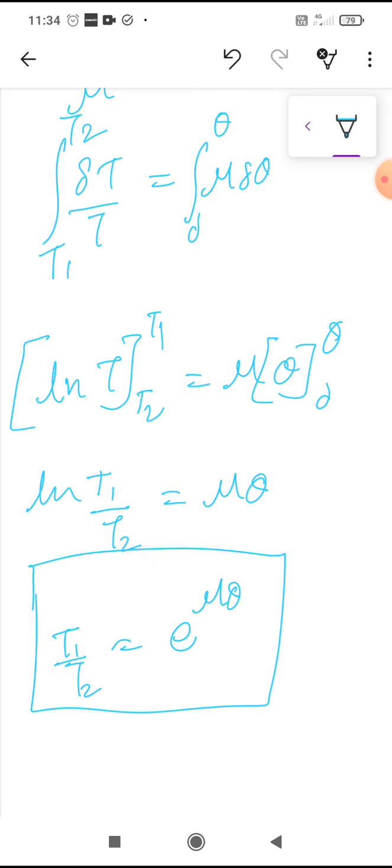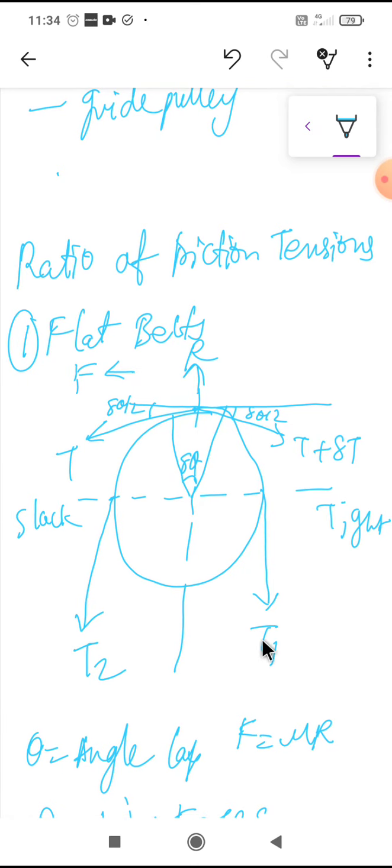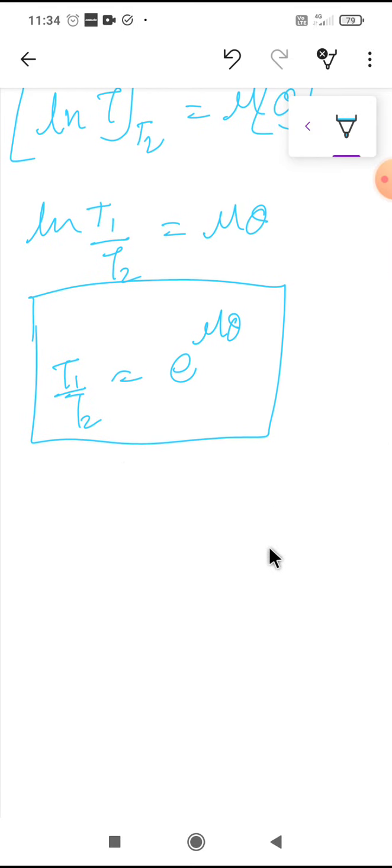As to why we have taken T2 to T1, as you can see, T2 is the slack side and T1 is the tight side. So we are going from slack to tight and not from tight to slack. So here we have taken T2 by T1. It is not about the numbering, but going from the slack to the tight side that is important. If we had taken T1 here and T2 there, then we would have written T2 by T1. So that is slack to the tight side. The above relation is valid only when the belt is on the point of slipping on the pulleys. So this is the equation.